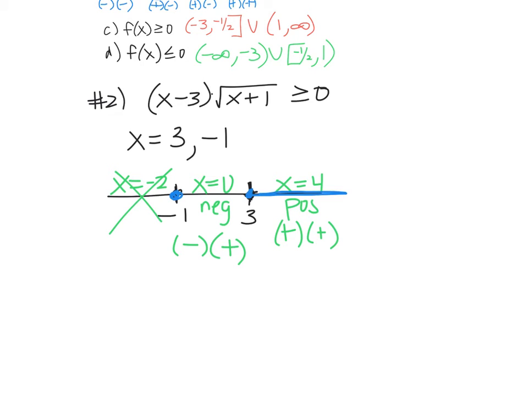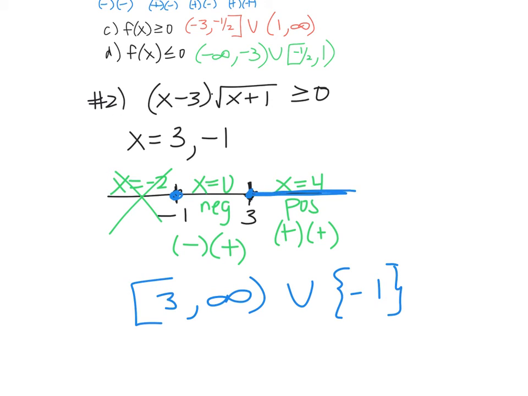So we have a couple answers here. I would say 3 to infinity, and then also -1. You can write it like that if you want to. You can write x equals -1. But don't forget that that's actually a solution to this too. So greater than or equal to 0 has to include the positive and the zeros.